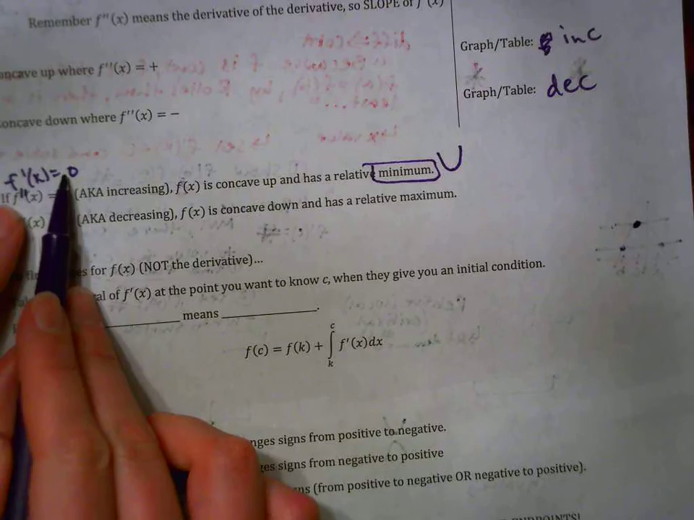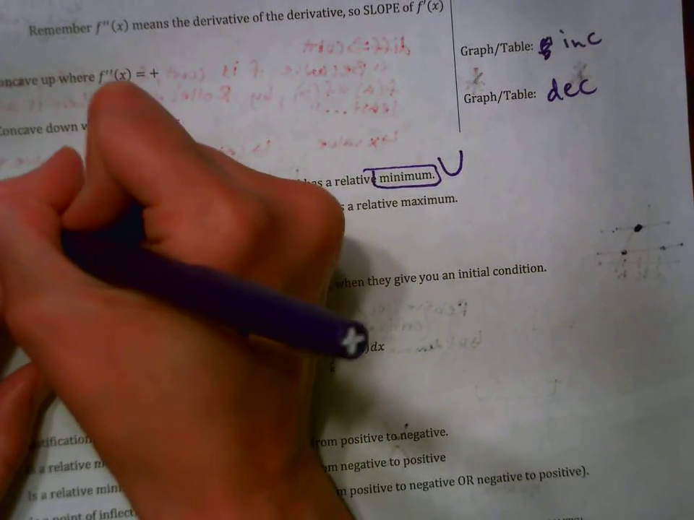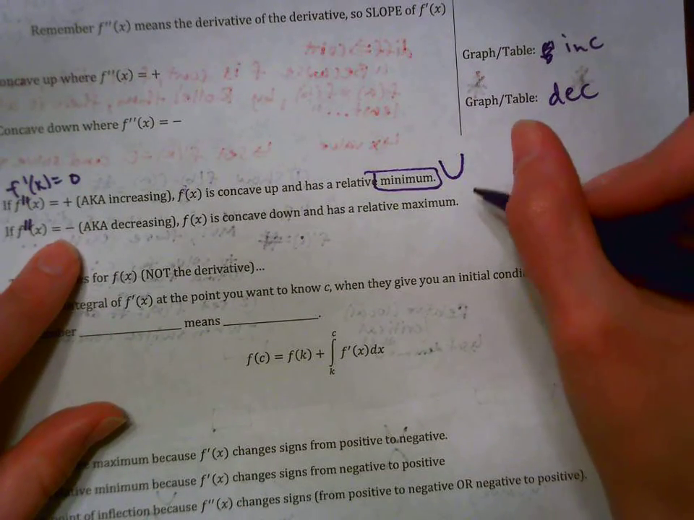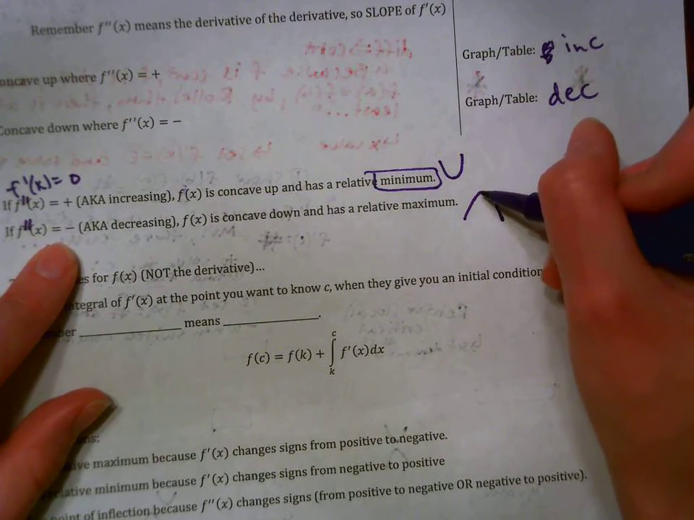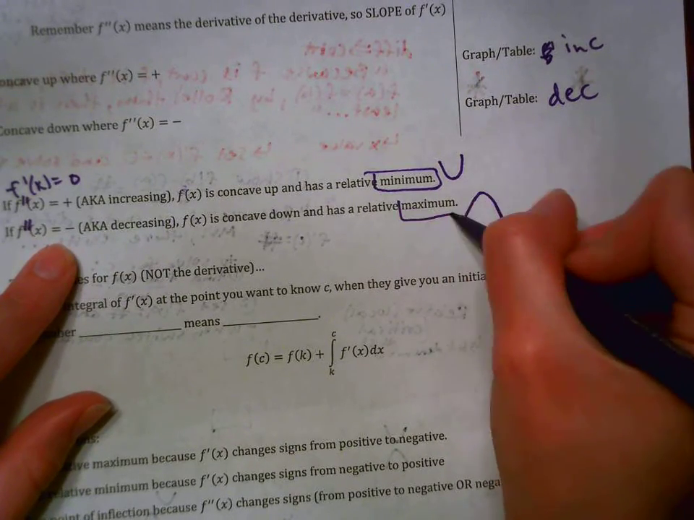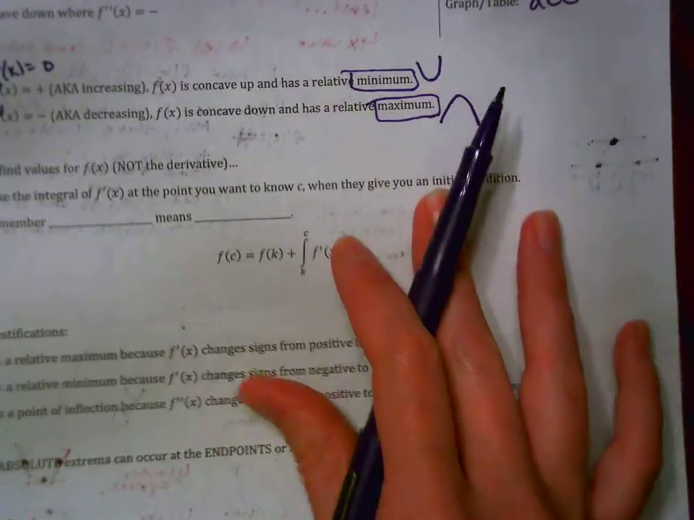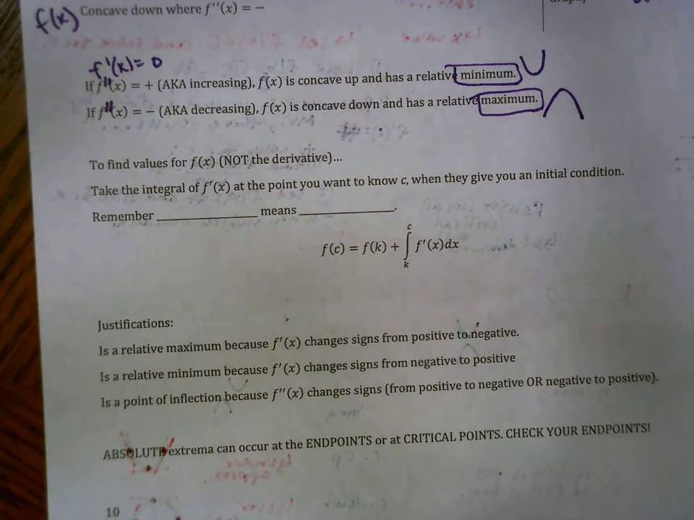If f prime of x equals 0 at a point, but your function is concave down, so make this f double prime. Well, if you draw concave down, then that relative extrema would have to be a maximum. So concavity can also help you determine if your critical point is a max or min. I hope that made sense because that was not well thought out ahead of time. Let me know. I need to redo that.